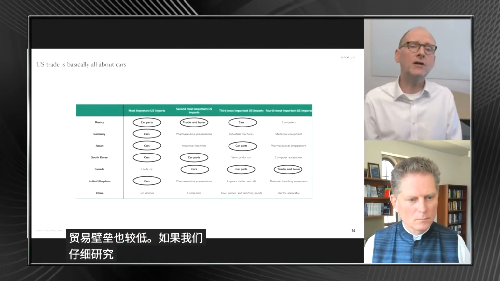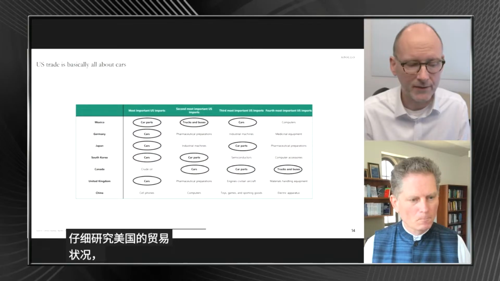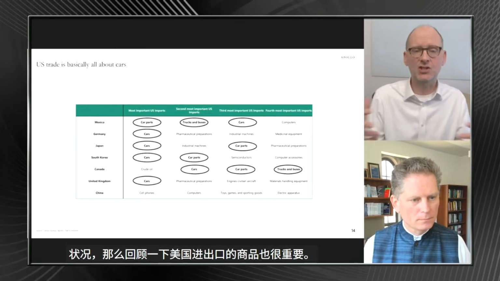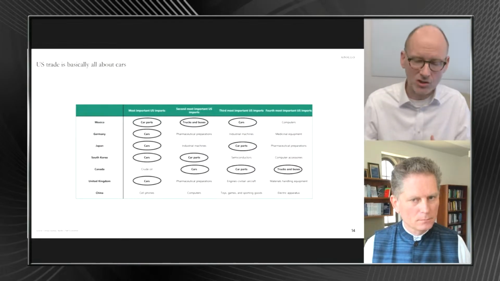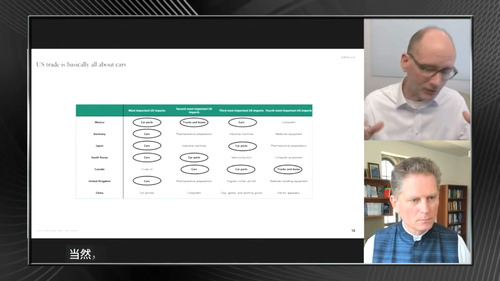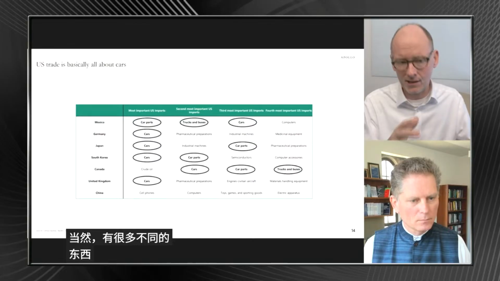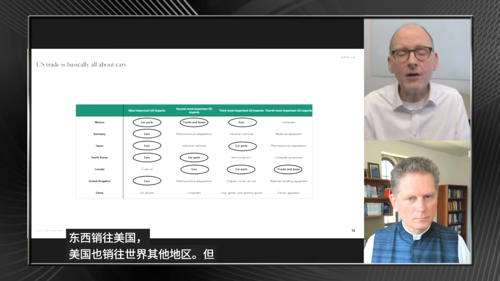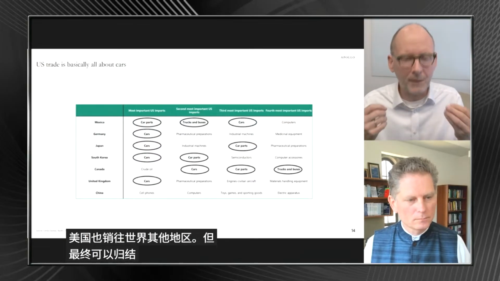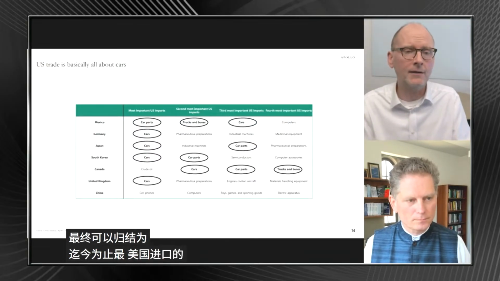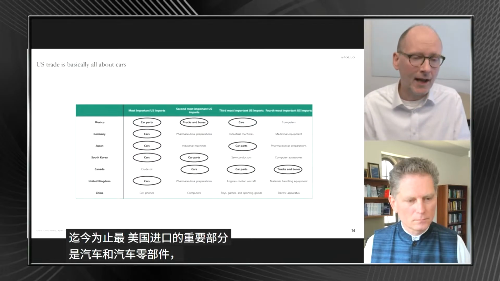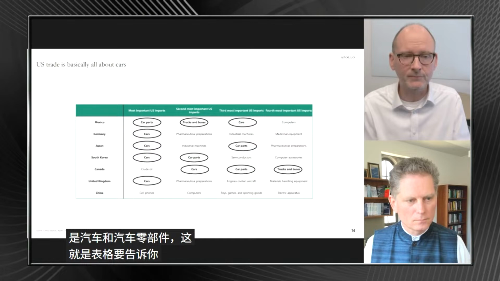If we then take a closer look at the US trade situation, it is also very important to lean back and ask: what are the goods that the US imports and exports? There are, of course, a lot of different things that are sold into the US and that the US sells to the rest of the world. But it ultimately boils down to this: by far the most important part of imports into the US is cars and car parts. And that's what this table is telling you.